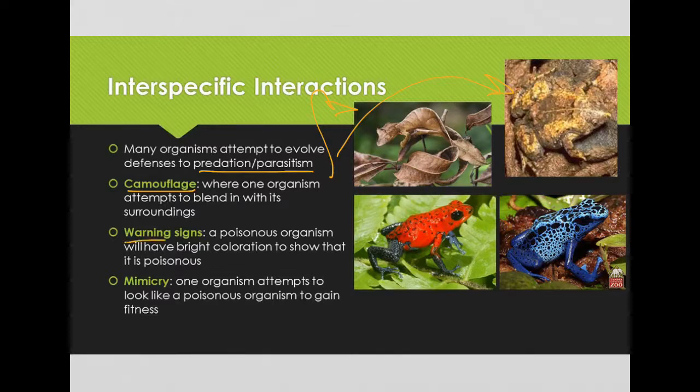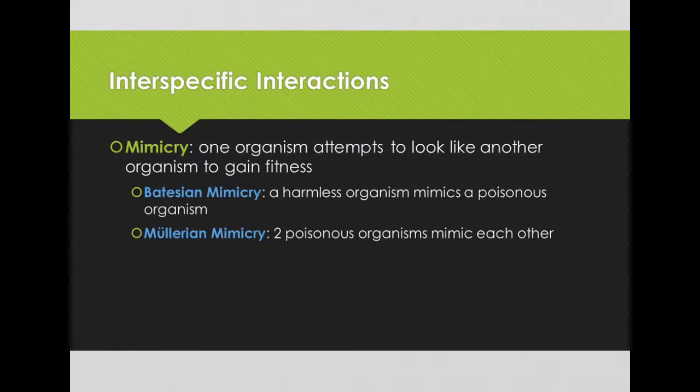We can also have warning signs. So a poisonous organism might have bright coloration to show that it is poisonous. And there can also be mimicry, where one organism attempts to look like a poisonous organism to gain fitness, even though it may or may not actually be poisonous. There are two types of mimicry.